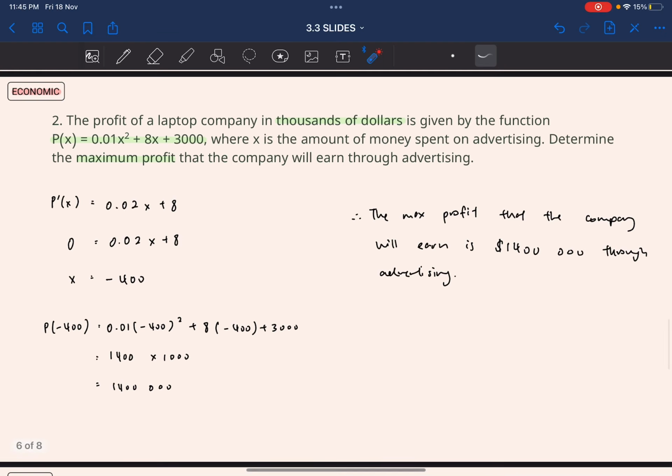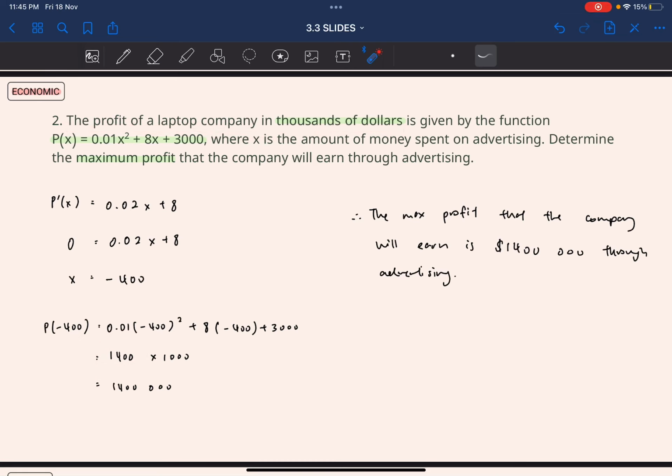So first, we have to find the derivative of the profit, which they gave you the function here. So then you will get 0.02x plus 8. You set the derivative to equal 0 so that you can find your critical number, which is negative 400. You plug your critical number back into your original function, which I've done already here for you, and you will get 1,400. Remember when I told you, it said here, the profit of a laptop company in thousands of dollars. So we're not done here.